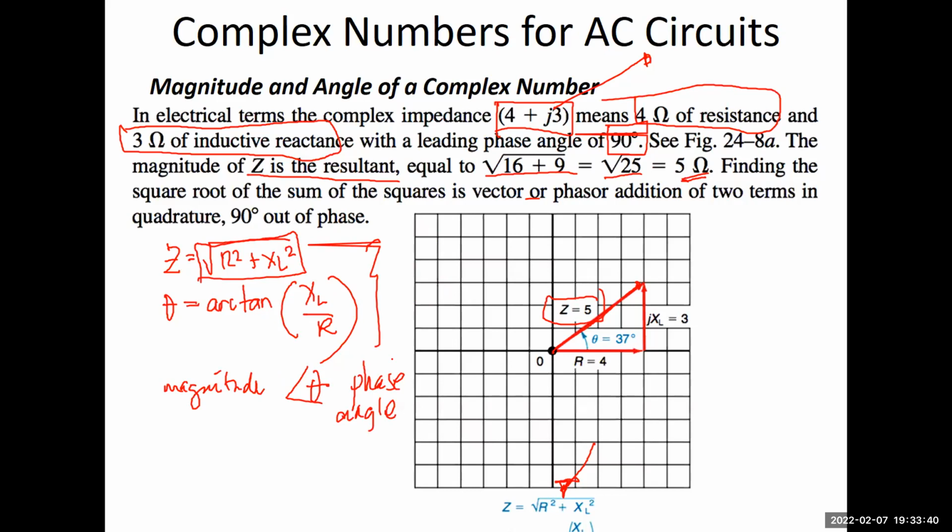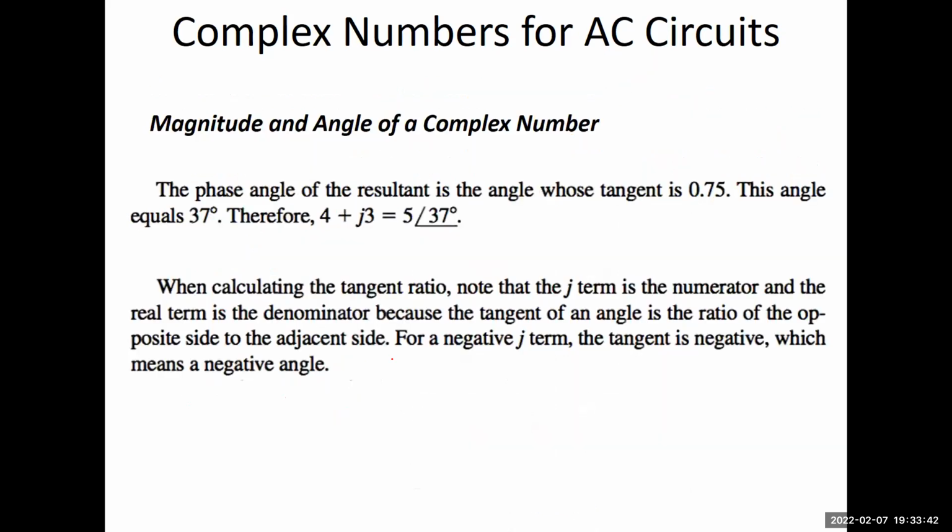So kapag nagkaroon tayo ng conversion, halimbawa ito yung 4 plus j3, when we convert this to polar form, it will give us a magnitude of 5 and a 37 degrees phase angle. So that is now the polar form of the rectangular form 4 plus j3.